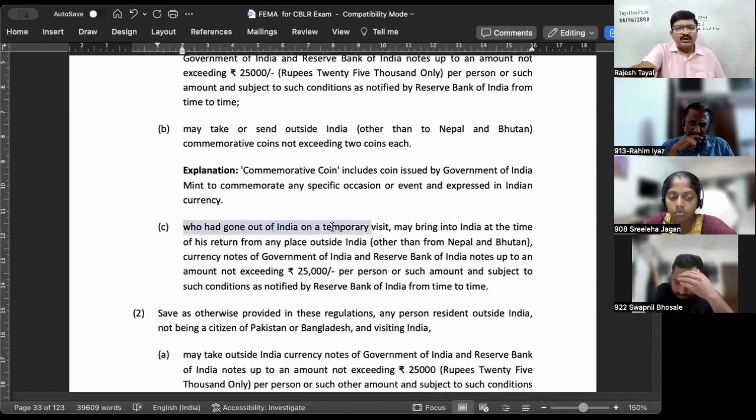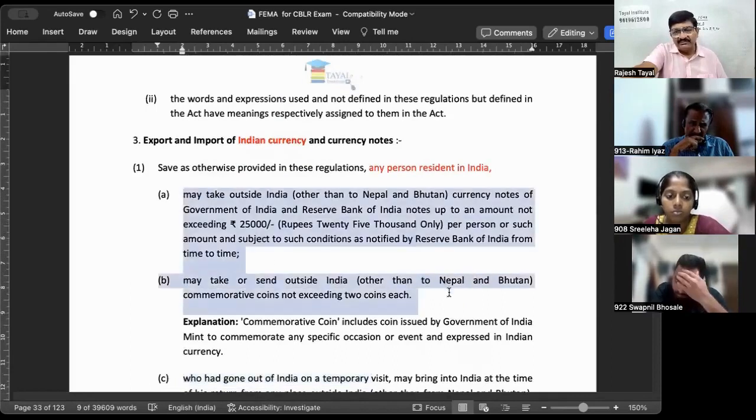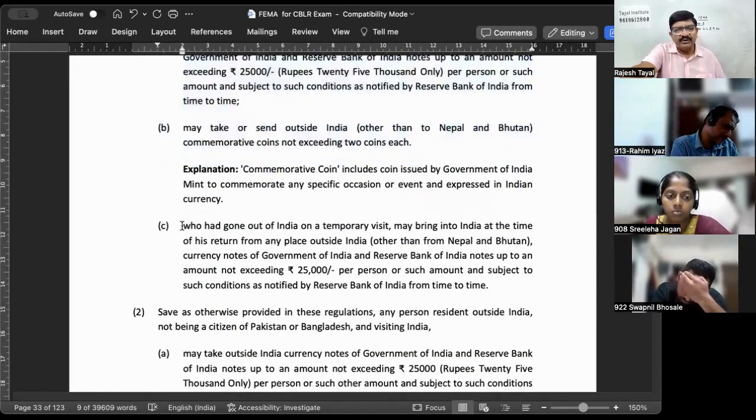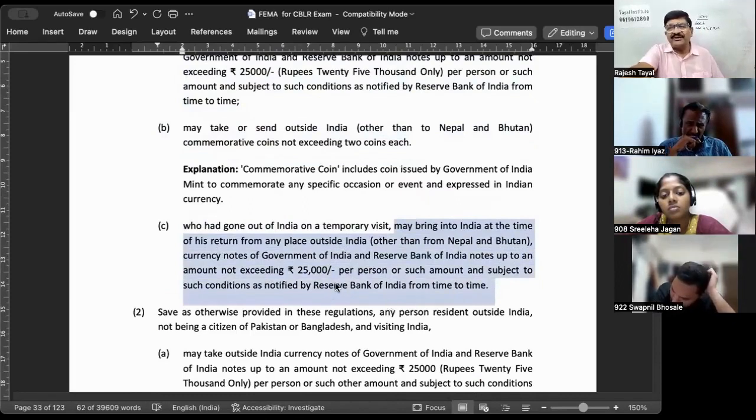Now, who had gone out of India on a temporary visit, now the person is coming back. So this is for taking out, this is for export. And this is for import. Who had gone out of India? A person resident in India may bring into India at any time of his return from any place outside India other than Nepal, Bhutan, currency notes of the government of India and RBI notes up to and not exceeding 25,000 per person, or such amount subject to such condition as may be notified by RBI from time to time. So while returning, how much money he can bring in? Same 25,000. Not exceeding 25,000 rupees.